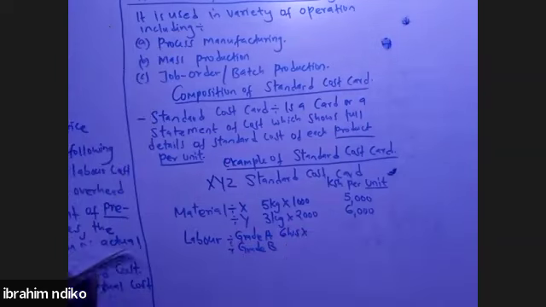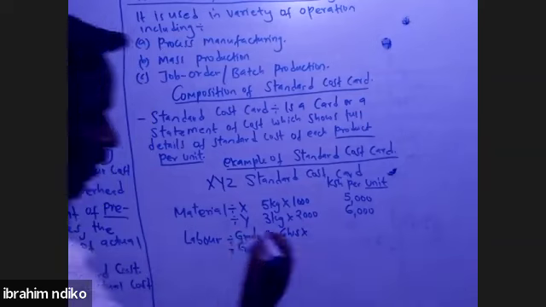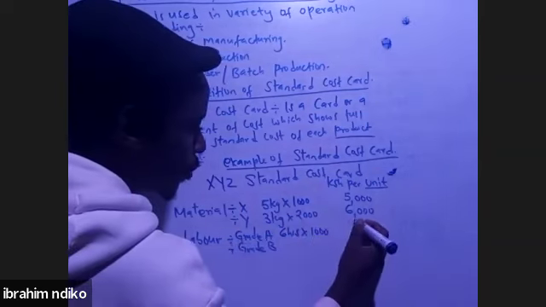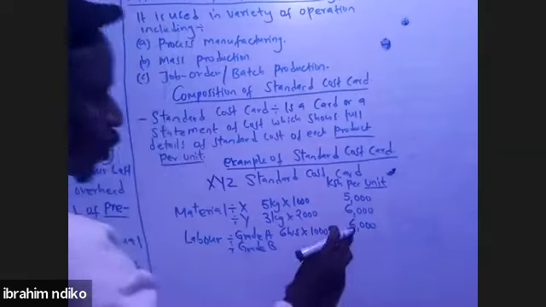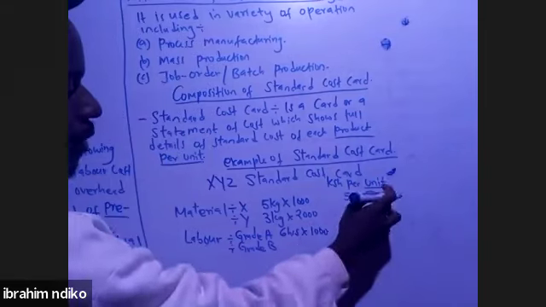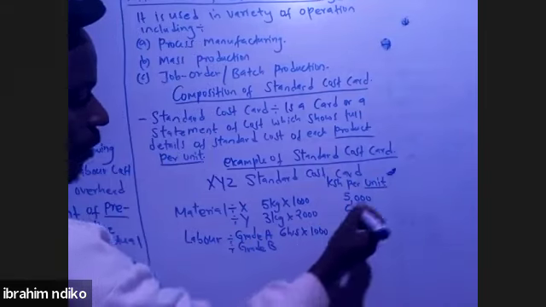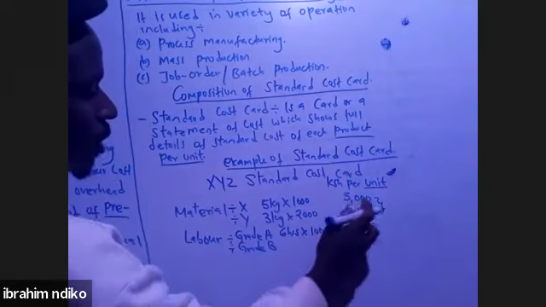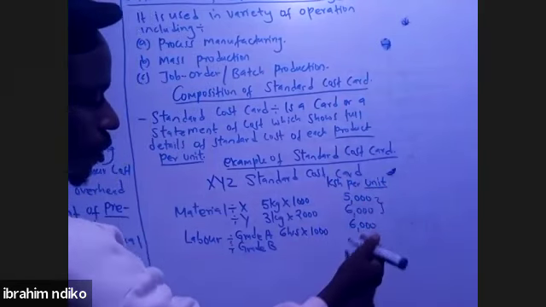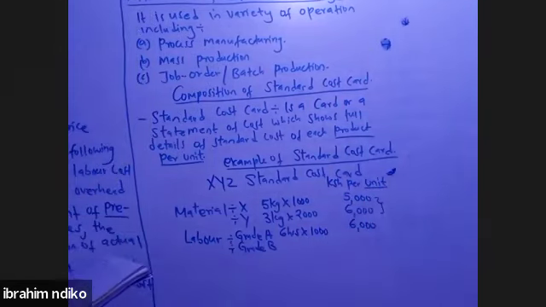How many hours? Focus per hour. Say 1,000, for example. This will be equal to 6,000. Total 6,000 hours per unit. This one is the ones I need, 5,000 kg per unit. So this one is 6,000 hours per unit.